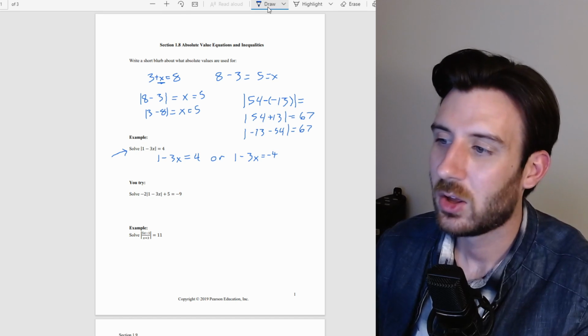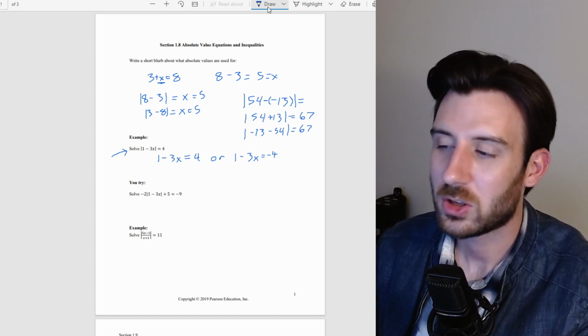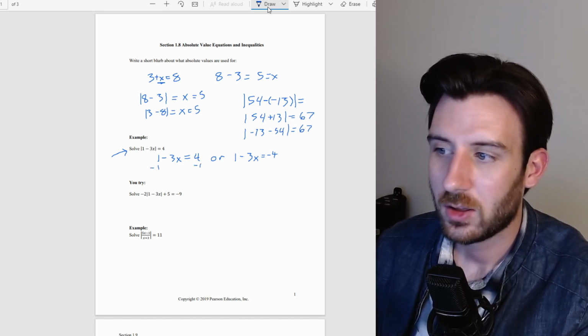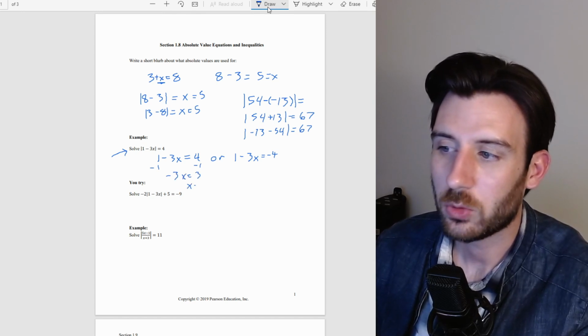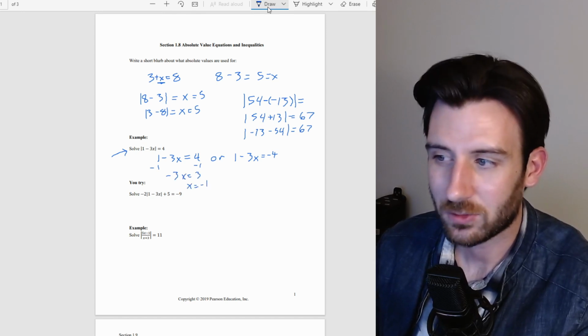So now we have 1 minus 3x equals 4. We could subtract 1 from both sides. That would get us negative 3x is equal to 3, which would be x equals negative 1 from doing division of negative 3 on both sides.